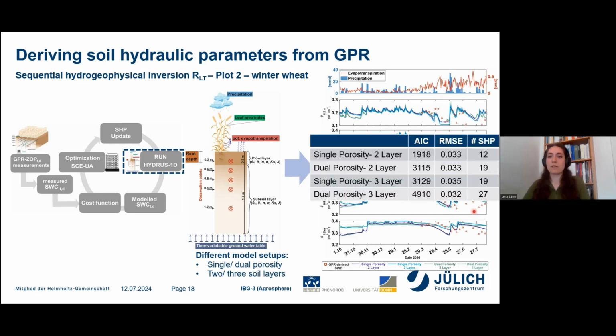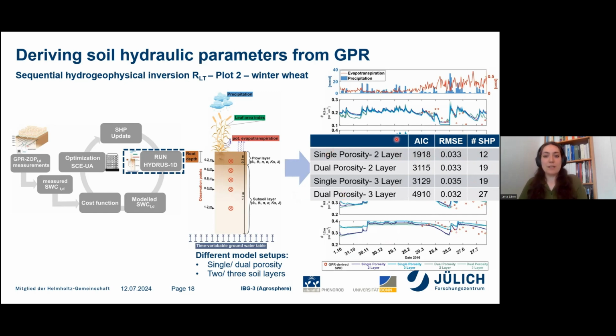So we use the root mean square error and the Akaike information criterion, which penalizes if we have a lot of optimized parameters. So if the model is more complicated, we optimize more parameters, which is the case for the 3 soil layer and especially for the dual porosity model.